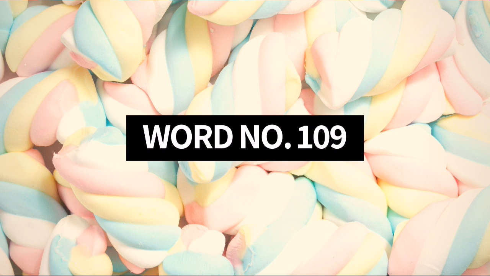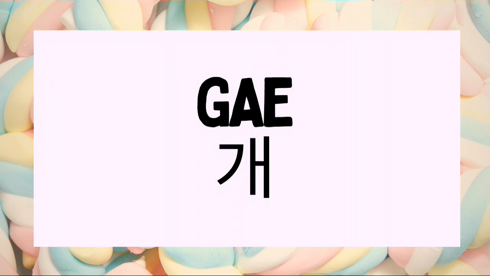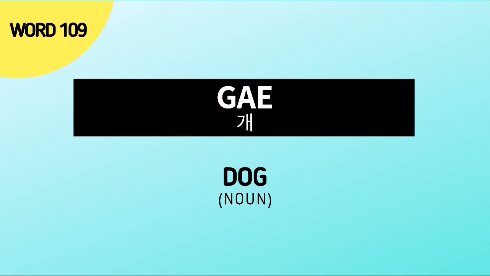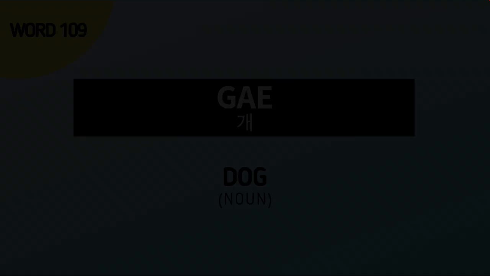Word number 109. Ge. This word is composed of just one syllable. Pronounce it with me. Ge. The word ge is simply the Korean noun for dog. It's easy to remember because just like the English translation, it has 3 letters when it is romanized.